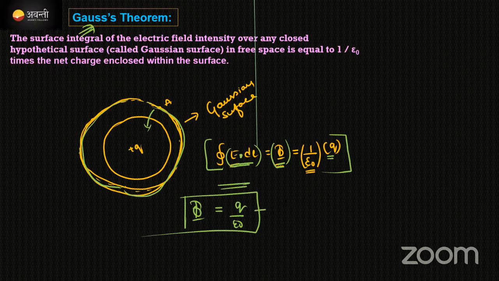This value is actually equal to the closed integral of E dot dl. I will tell you everything. What is E dot dl? Suppose you take dA only, no problem. Here, if I write surface area, it means we have to integrate the area here. Clear? I will explain this by proving the theorem. Then you will get to know how the Gauss law comes.